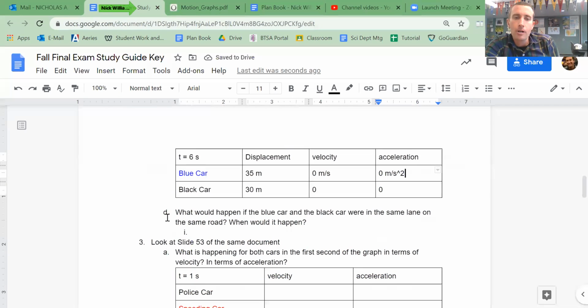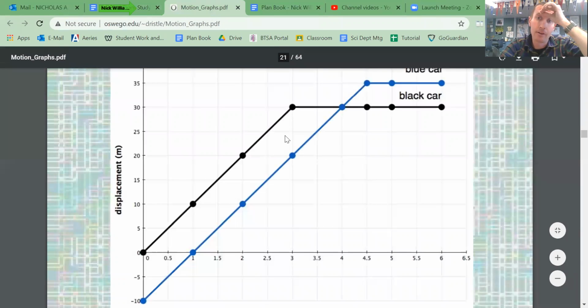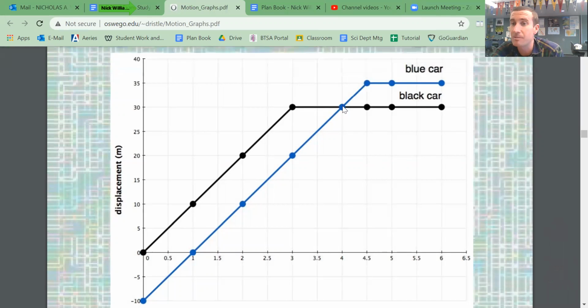So part D, what would happen if the blue car and the black car were in the same lane on the same road? When would it happen? Okay, so if they're in the same lane on the same road, it looks, based off this graph, that the blue car starts behind by 10 meters. They're both going the same speed, and then the black car comes to a stop. The blue car keeps going, and right here, they're occupying the exact same space.